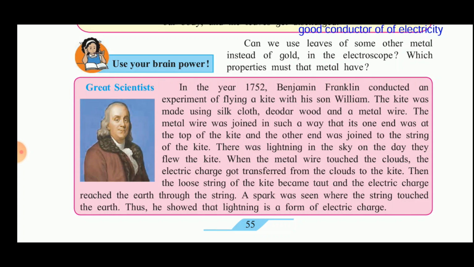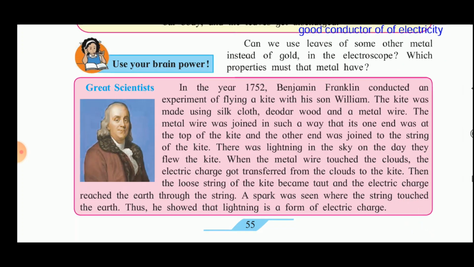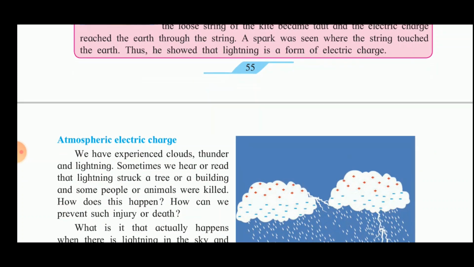There was lightning in the sky on the day they flew the kite. When the metal wire touched the clouds, the electric charge got transferred from the clouds to the kite. Then the loose string of the kite became taut and the electric charge reached the earth through the string. The spark was seen where the string touched the earth. Thus he showed that lightning is a form of electric charge.